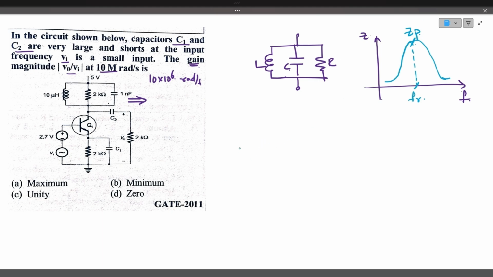Okay. So now here we need to find out the voltage gain of this particular circuit.